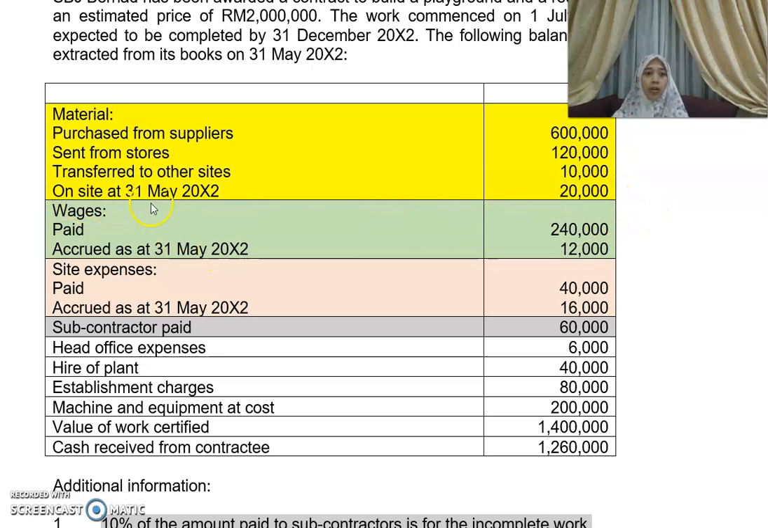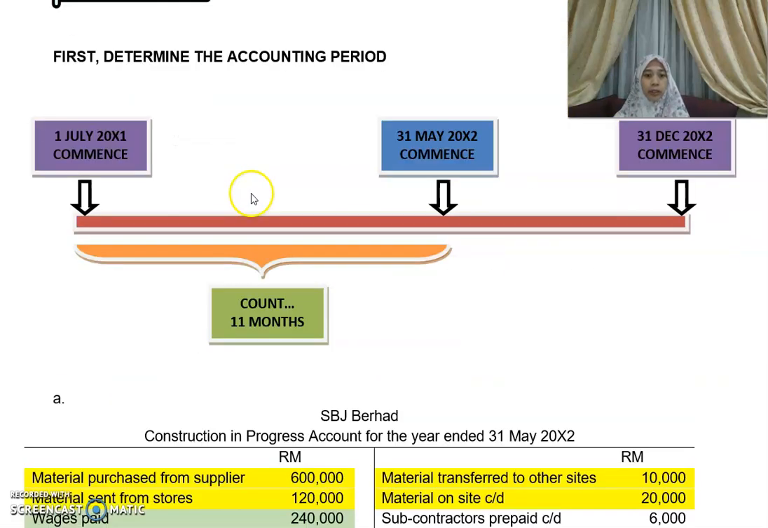And then this one, on site, means the materials that remain on site at the end of May, 20,000. So you have 2 items on your debit side and 2 items on your credit side.